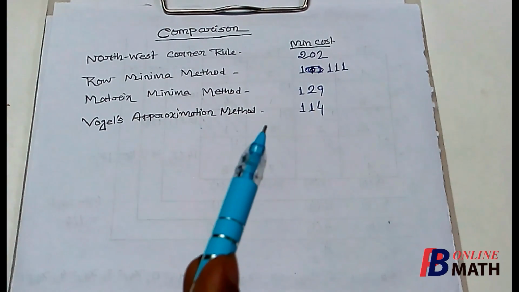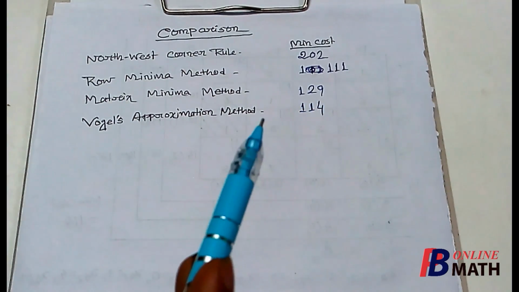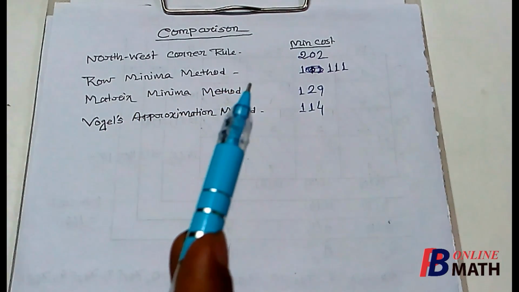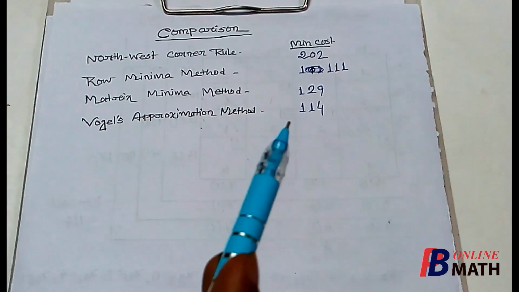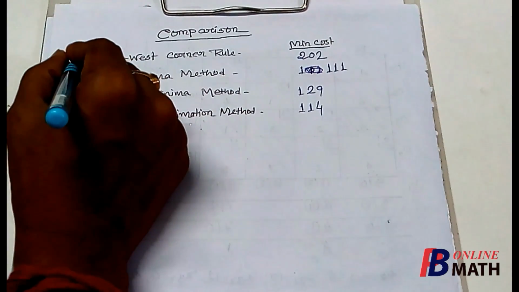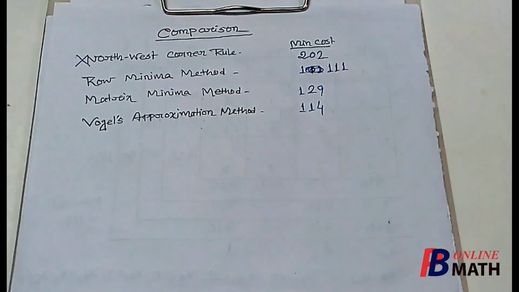these three values are very close to each other, but the result obtained by northwest corner rule is much higher than these three values. So whenever we find the final optimal solution, we must not apply northwest corner rule, because this will take more time to find the final optimal solution.